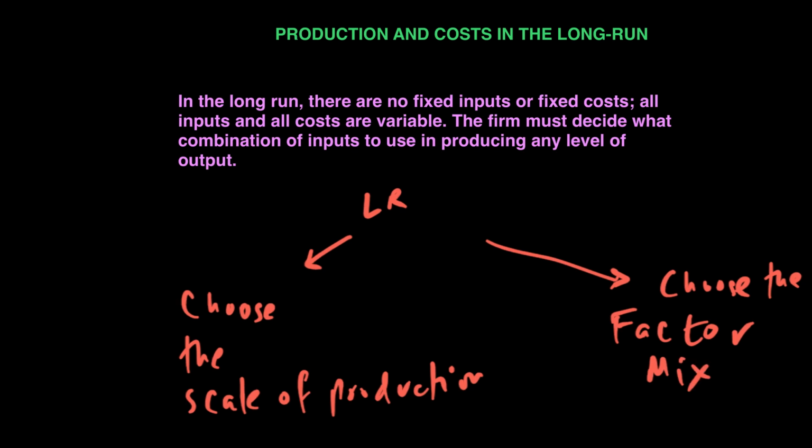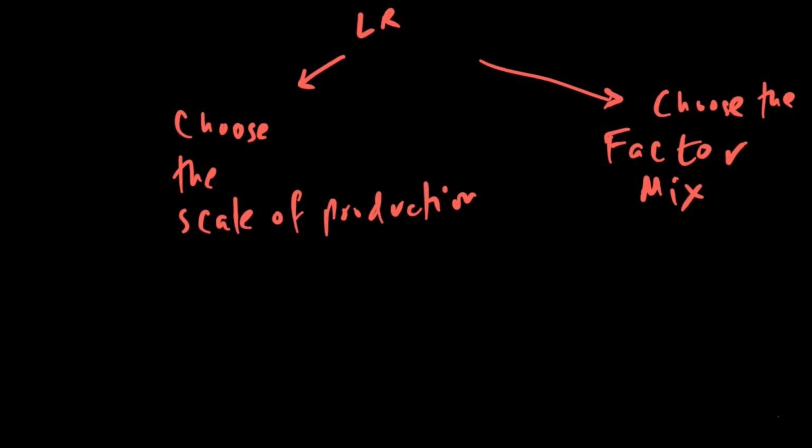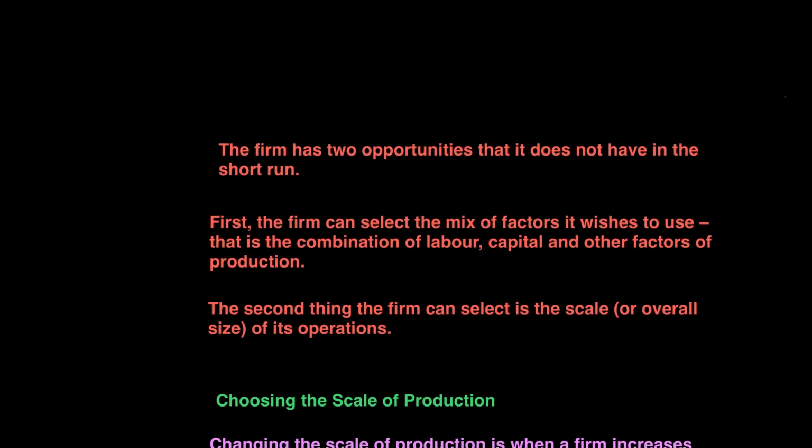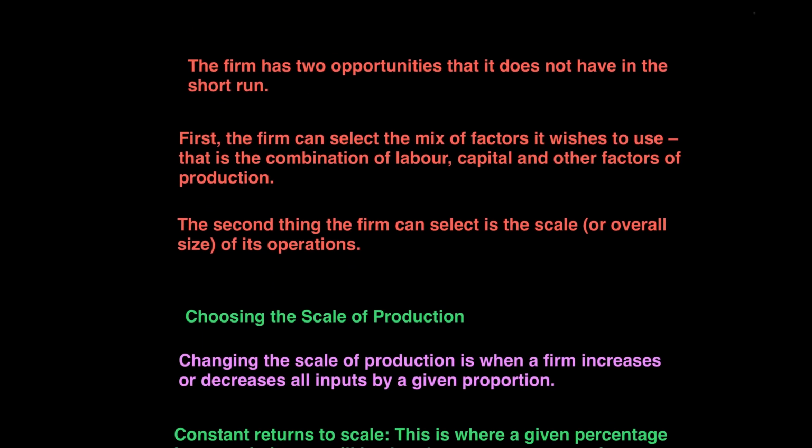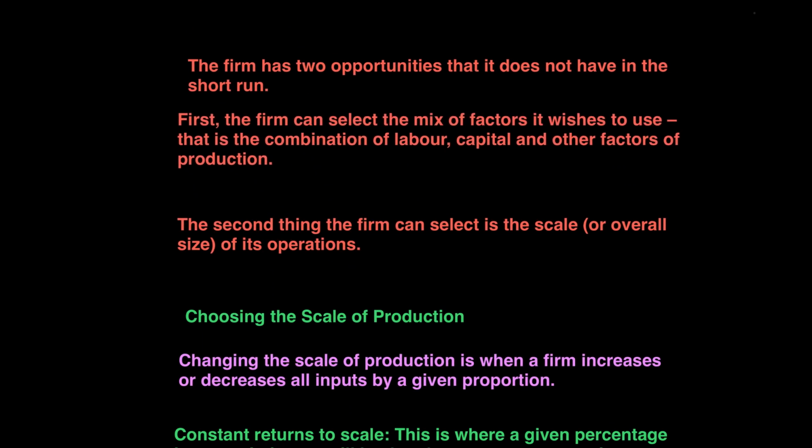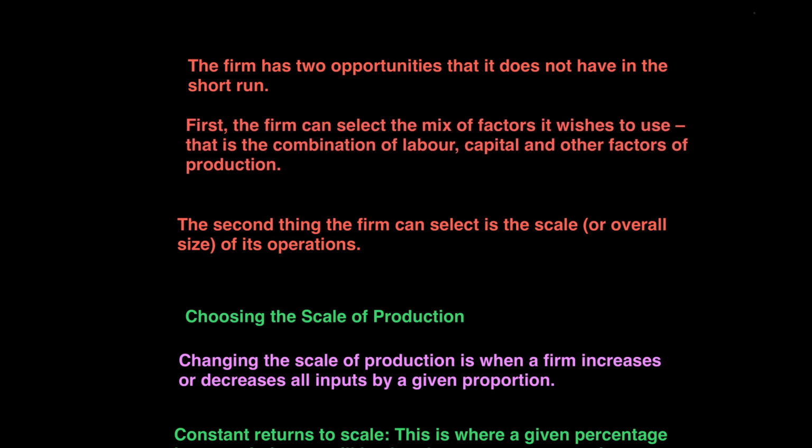So what do we mean by scale of production versus choosing the factor mix? Choosing the factor mix is simply the idea that the firm can select any combination of land, labor, capital and enterprise. So the firm can select the mix of factors it wishes to use, for example any combination of labor, capital and other factors of production, because all factors of production are variable, so we can choose any factor mix as we want.